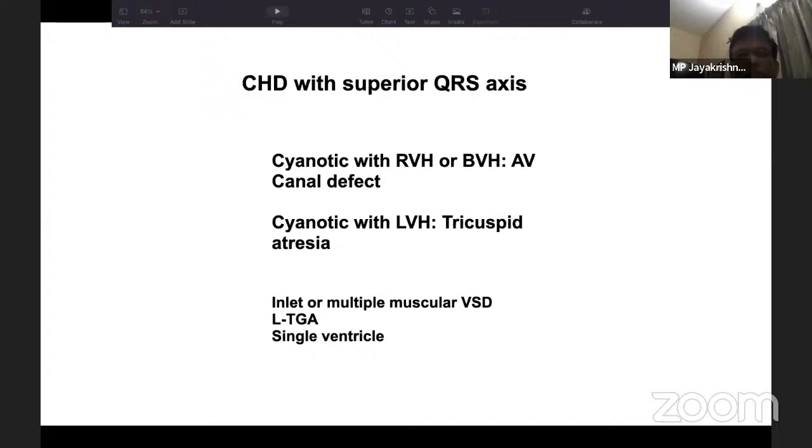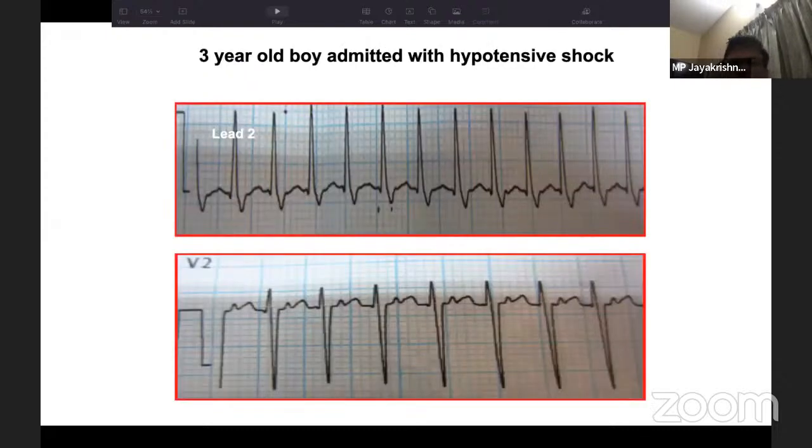There are other conditions also where you can get a superior QRS axis, like inlet or multiple muscular VSD, L-TGA and single ventricle. I think for your exam purpose, you need to remember the first two cyanotic heart diseases with superiorly oriented QRS axis. Just remember these two.